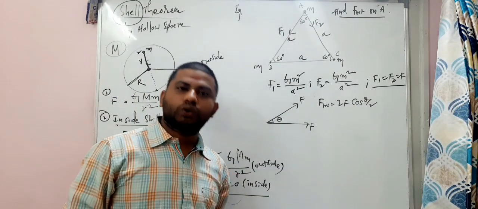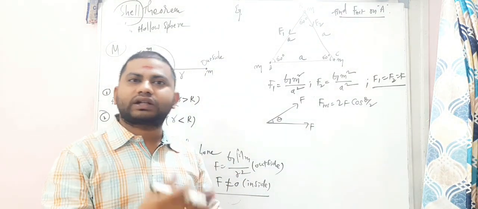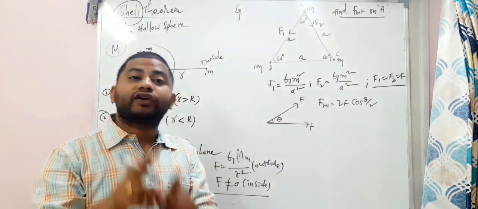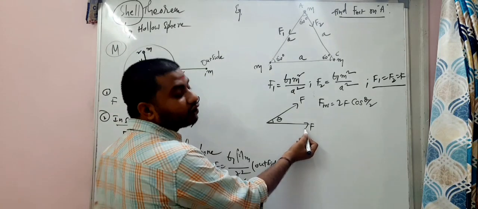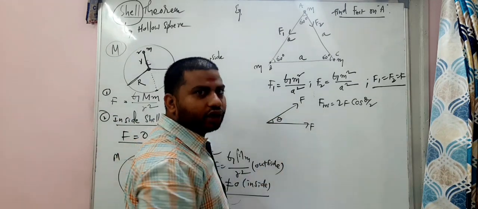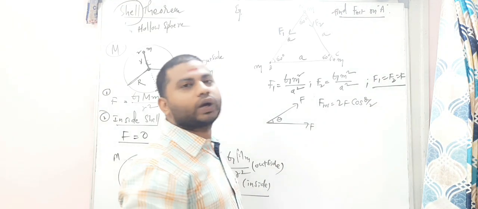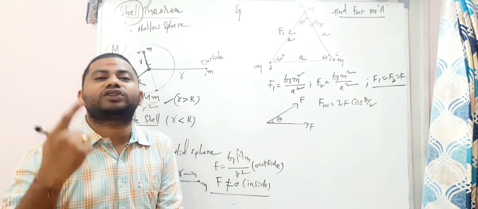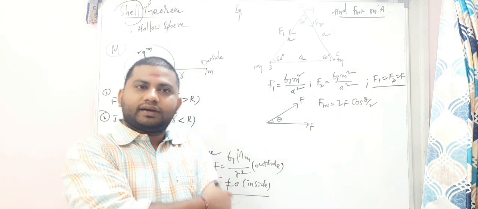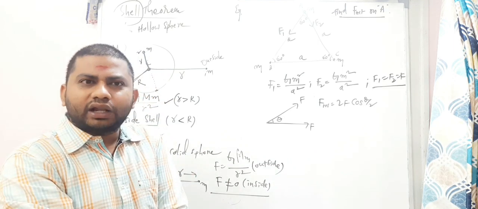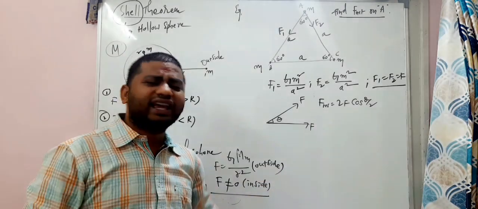2F cos theta by 2. If you forget, refer to your vectors notebook. If you are unable to do that, you can use the parallelogram law of vector addition: square root of F1 square plus F2 square plus 2 F1 F2 cos theta. Understand? You can use this parallelogram law of vector addition and you get the same.